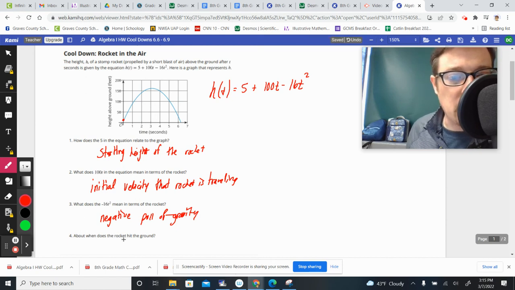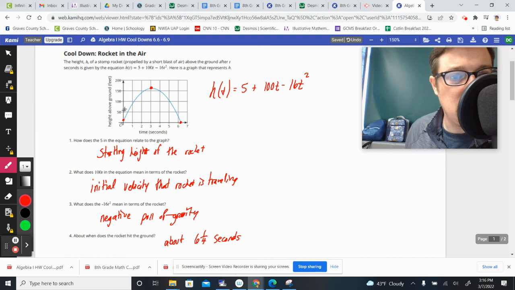About when does the rocket hit the ground? Well, the rocket reaches its highest point right here at about 3 seconds, a little over 150 feet. But it hits the ground back when it cuts across the y-axis. It looks about maybe 6.25 seconds. I would say about 6.25 seconds would be my guess, whenever it comes back down to the ground and hits the surface.